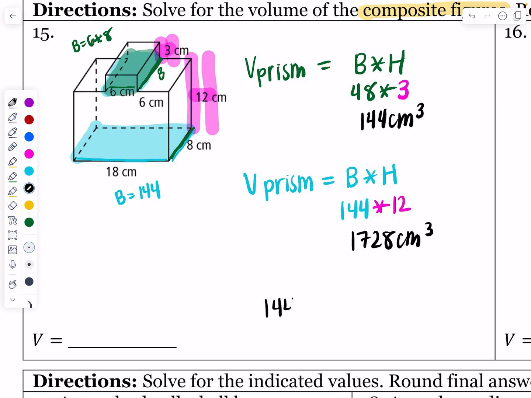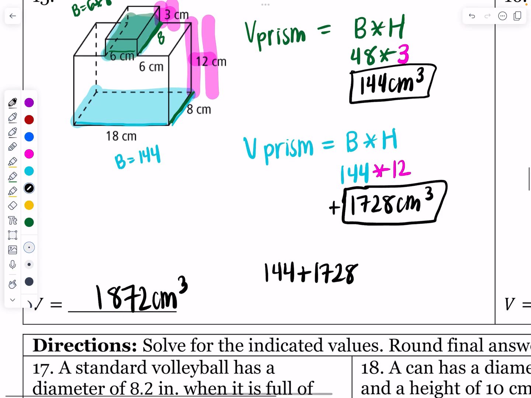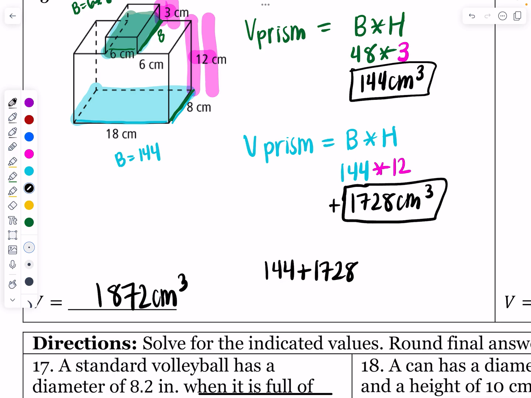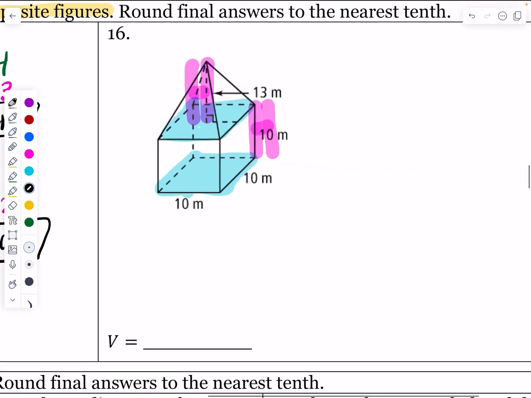So that's going to be 144 plus 1728. We're going to add this one to this one. And when we add those together, we're going to get a total of 1872 centimeters cubed of volume. So 1,872 centimeters cubed. It's just saying like how much water would fit in each of these shapes combined, and it would be 1,872. So that's 2 prisms.